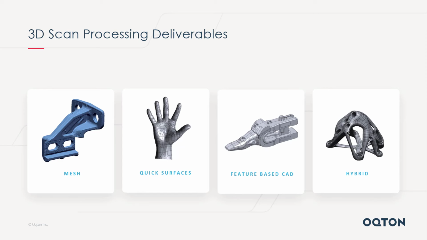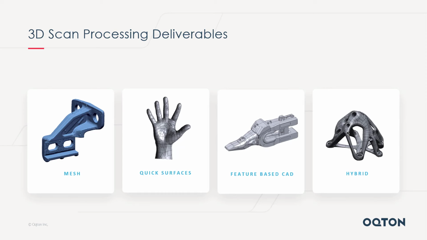And then the third one, which we talked about when we talked about CAD, is feature-based CAD. A lot of people want to scan an object and create a fully featured, editable CAD model that I can then manufacture off of. And then if I ever need to change dimensions or move things around, it's fully editable and you can work with it. And then the last deliverable of the highlights here is the hybrid model deliverable.